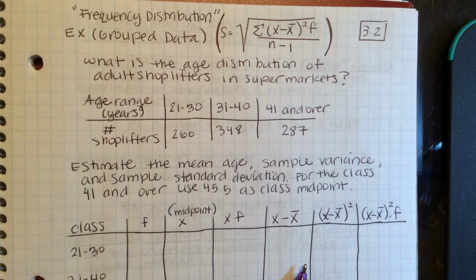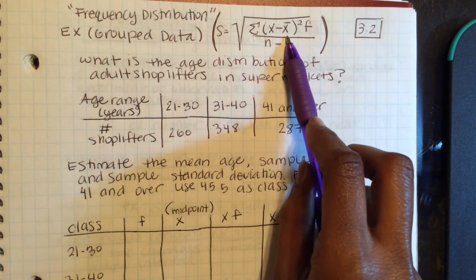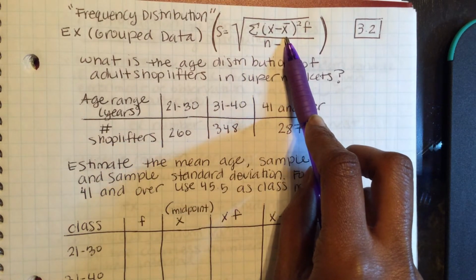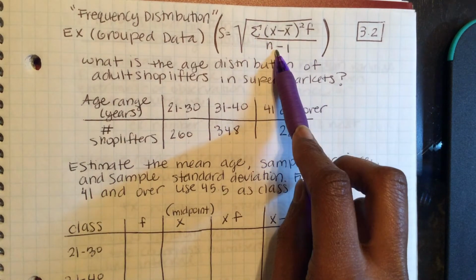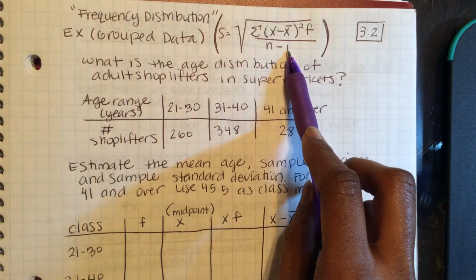Hi guys, welcome to our last example for 3.2. Now we have a formula for finding standard deviation when you're given a frequency table of grouped data. So this formula, we have the sum of our x values minus the mean squared multiplied by the frequency divided by the number of terms minus 1.